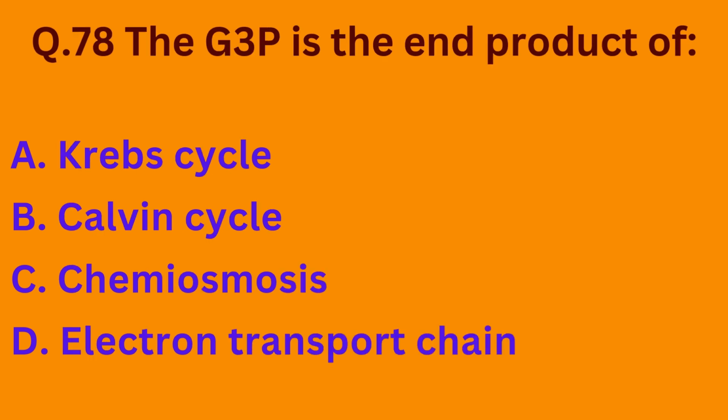Question number 78 is, the G3P is the end product of option A, Krebs cycle. Option B, Kelvin cycle. Option C, chemiosmosis. Option D, electron transport chain. So the correct option is option B, Kelvin cycle.